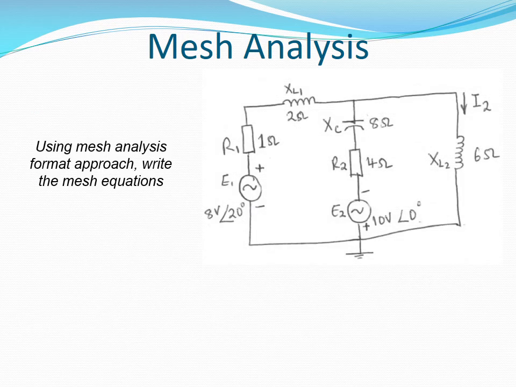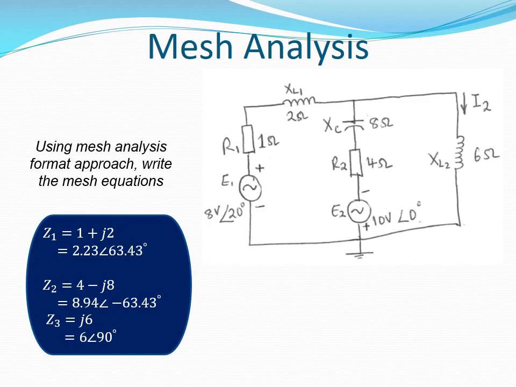Let's illustrate the mesh analysis format approach using an example. Let's begin by calculating the impedances for the respective branches that make up the network. The impedance for the branch that contains R1 and XL1, denoted as Z1, is 2.23 ohms at 63.43 degrees. The impedance for the branch that contains XC and R2, denoted as Z2, is 8.94 ohms at minus 63.43 degrees. The impedance for the branch that contains XL2, denoted as Z3, is 6 ohms at 90 degrees.